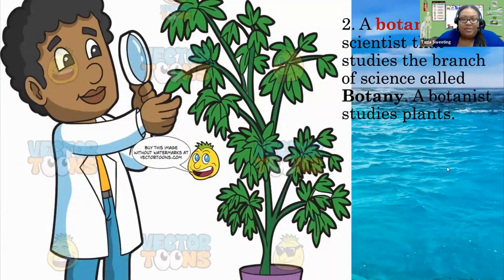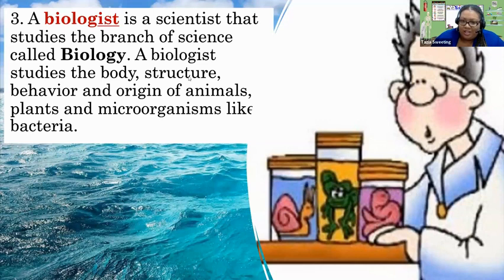Then we have the botanist. A botanist is a scientist that studies the branch of science called botany. In botany, botanists are studying plants. They are trying to find out everything they can about plants. That's what a botanist does. Then we have biologists. So a biologist would study what branch? Y'all tell me. A biologist is going to study what?